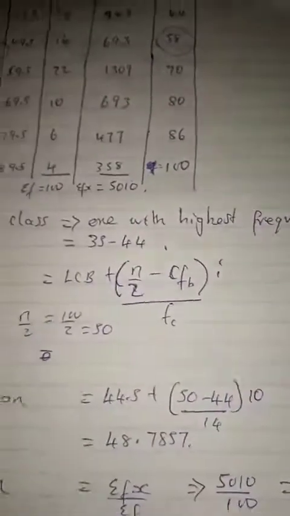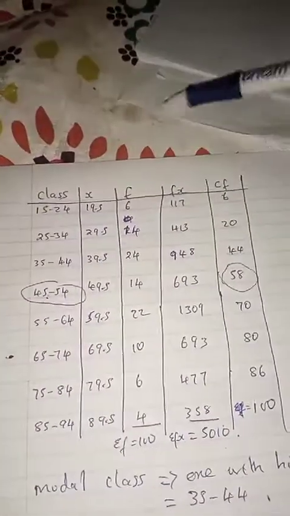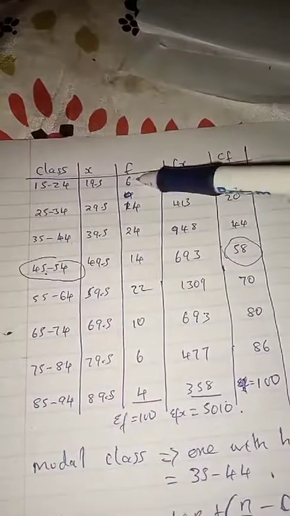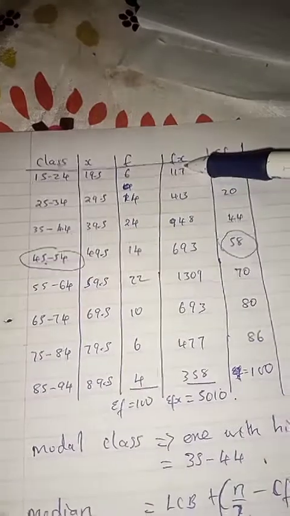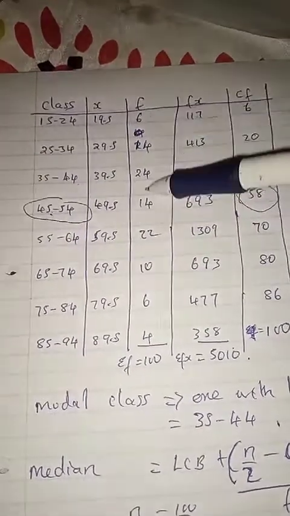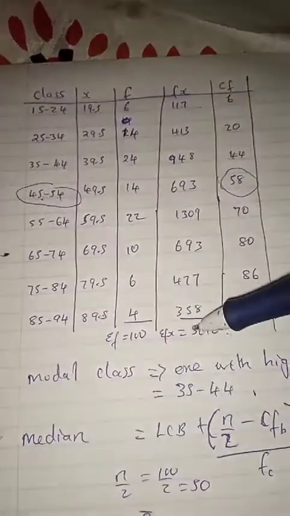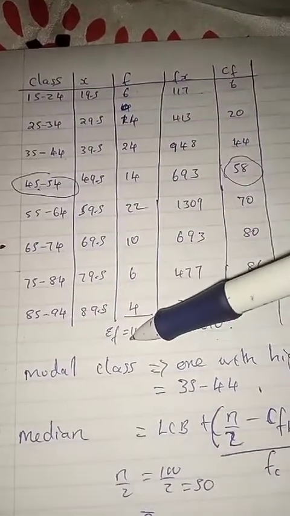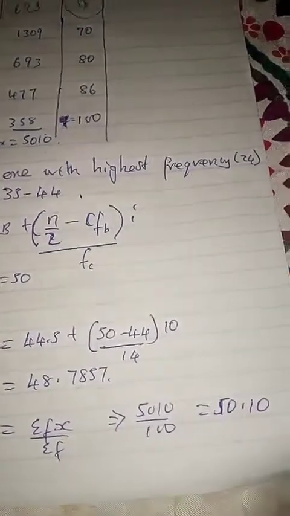And calculate the mean. We want to see how you calculate the mean. Remember, the mean is given by summation of fx over summation of frequency, so we come here to get fx. fx is given by the multiplication of the value of x, which is the midpoint, times its frequency. So you sum up these values to get 5010, then sum up the frequencies, which gives you 100 from also the cumulative frequency. Then take this summation of fx over the summation of f to obtain 50.10.